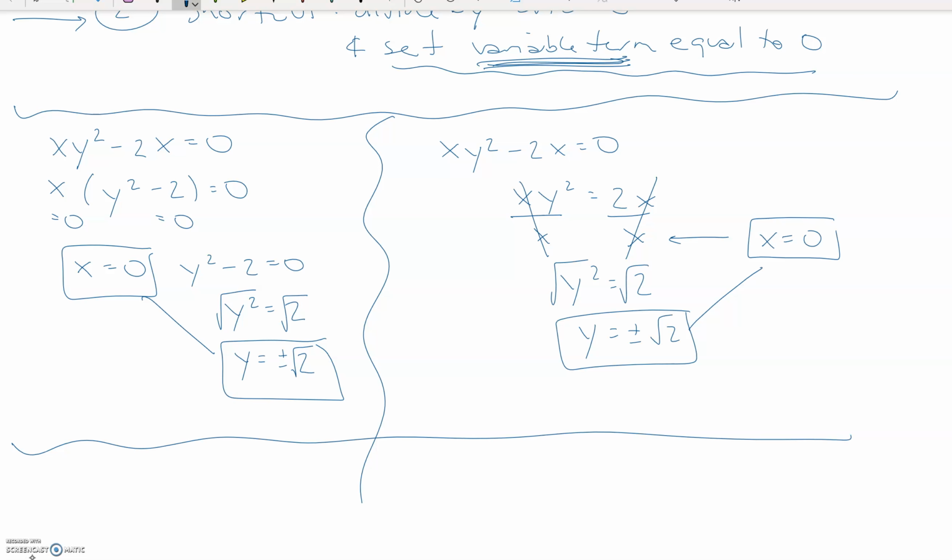So now we get to the more interesting stuff. Take a look at a problem like this. Cotangent x times secant squared x equals 2 cotangent x.